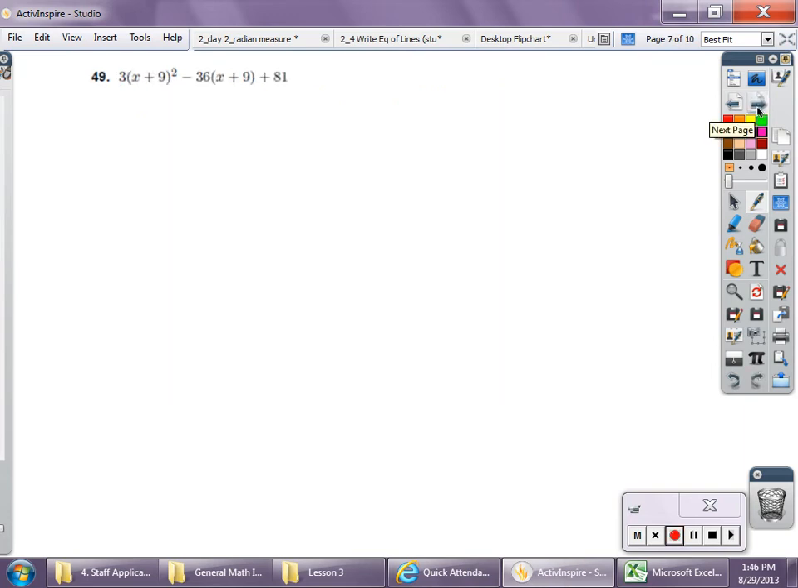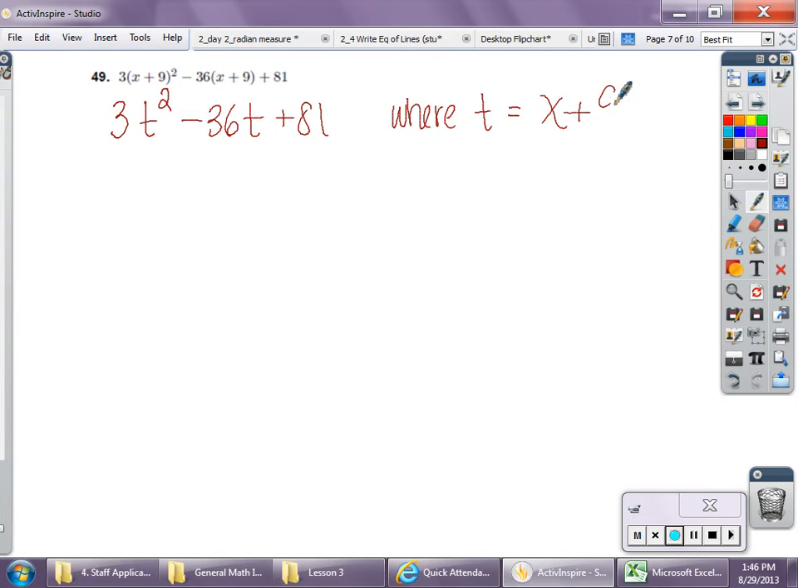All right, number 49. This one, very similar. I think I actually might have had some typos on the answer key. I'm going to use a different letter than what I used on the answer key because I think I confused myself. I am going to use t. So I'm going to rewrite this as 3t squared minus 36t plus 81, where t is equal to x plus 9.